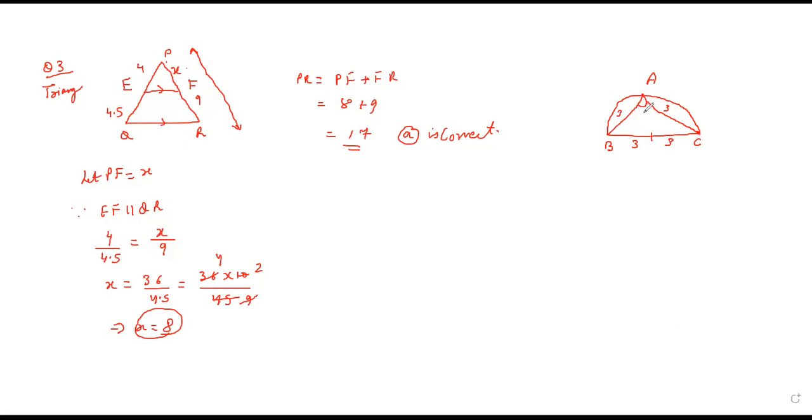This is 90. Why? Because this is the angle in the semicircle. Sorry, triangle in the semicircle. So when the vertex lies on the circumference of the semicircle, it will be a right angle triangle.